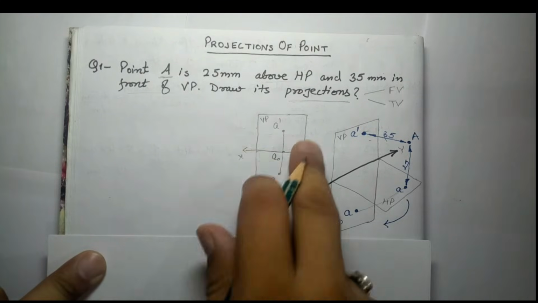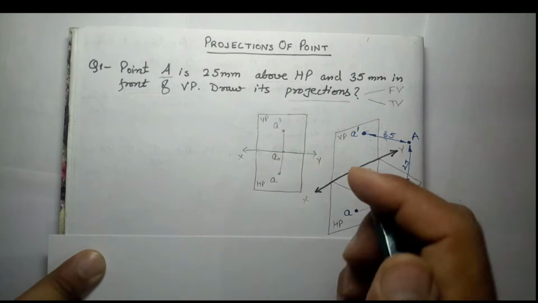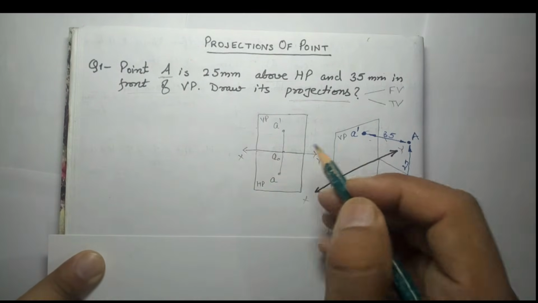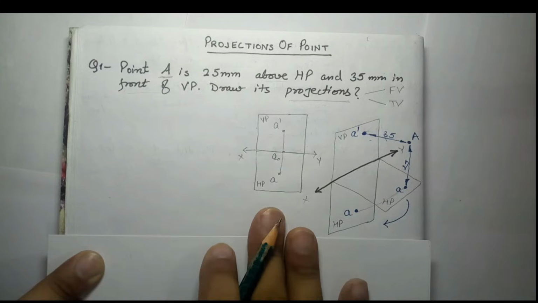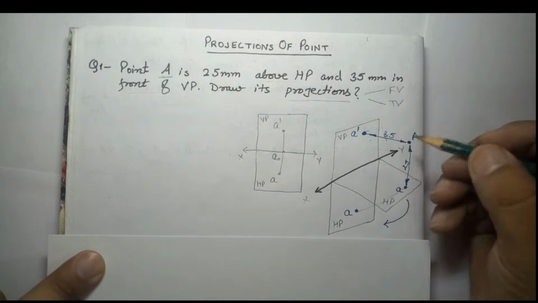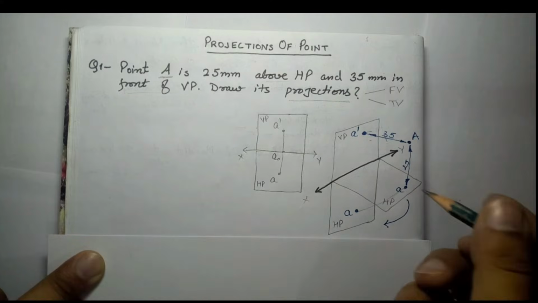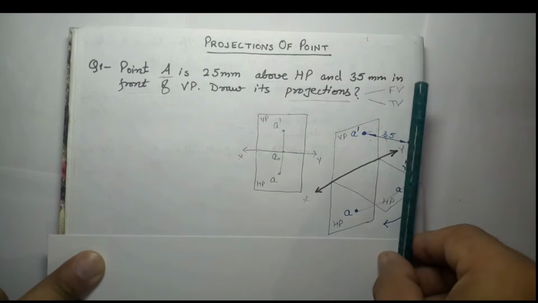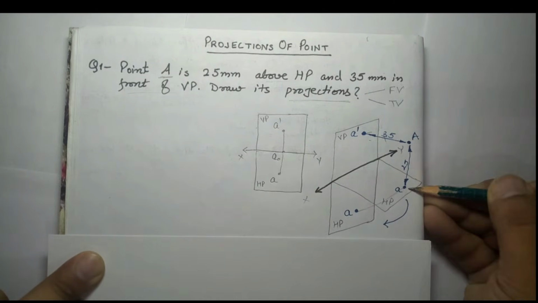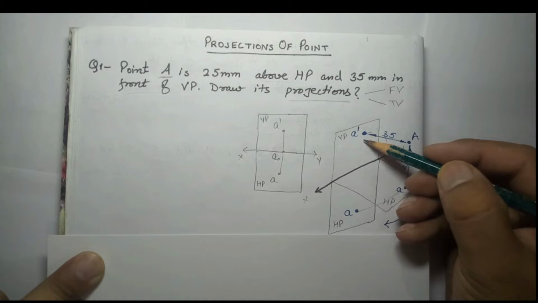Even then we have no need to draw these surfaces of the planes because the size of VP is not fixed. On the drawing sheet, I will tell you what to do, but the solution is this only. If I talk about the distance, this is 25. So when you see from this side, this 25 gap, this gap from HP to the point, you can see it here.